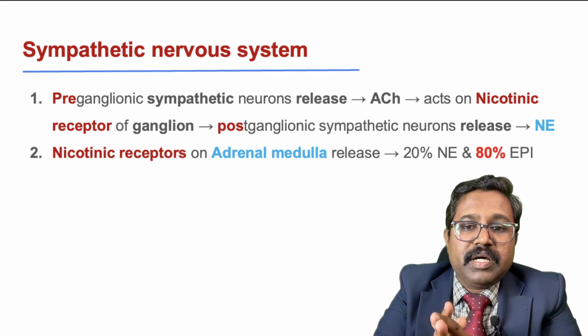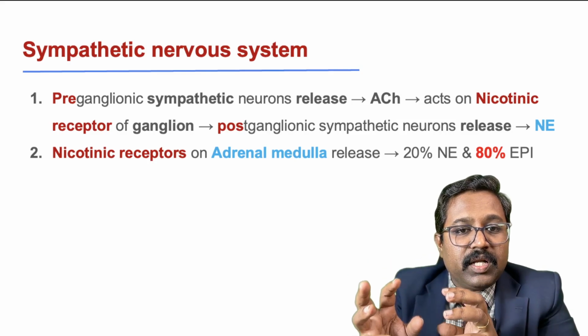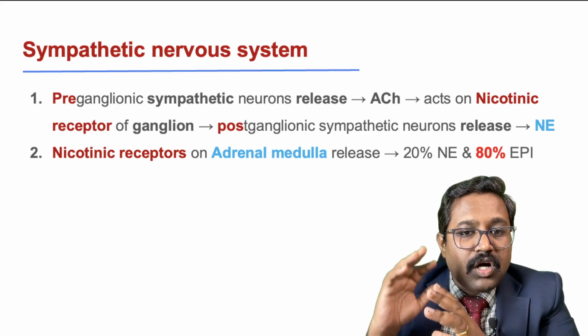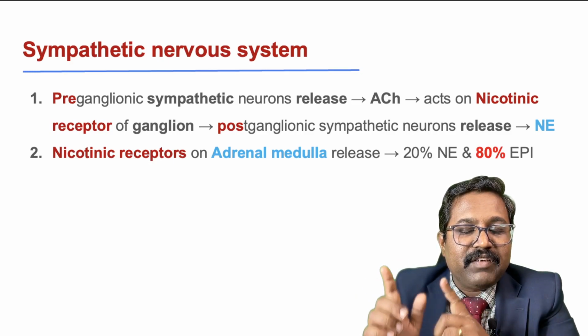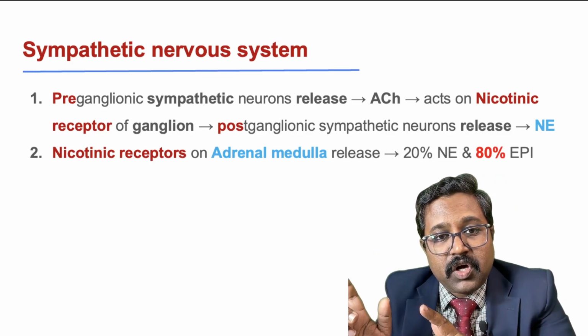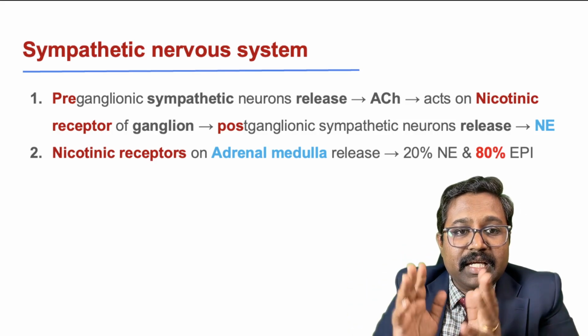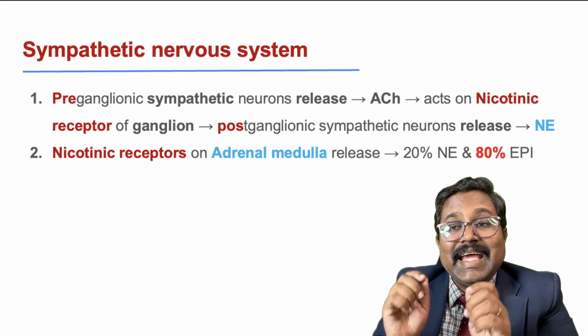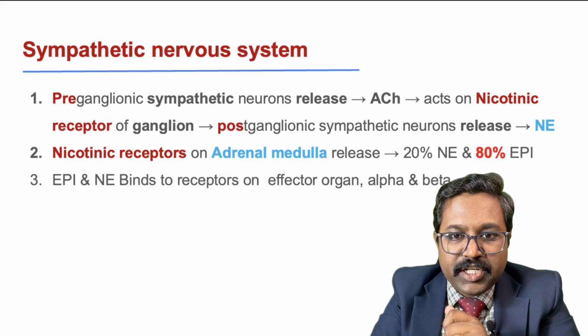And also remember, the nicotinic receptors are also present on the adrenal medulla, which is present on the top surface of the kidney. So nicotinic receptor activation in the adrenal medulla will release 20% norepinephrine and 80% epinephrine. So predominantly the adrenal medulla will release 80% epinephrine into the circulation.